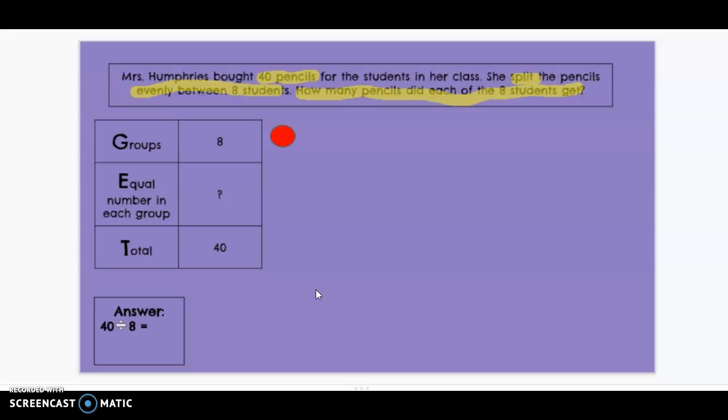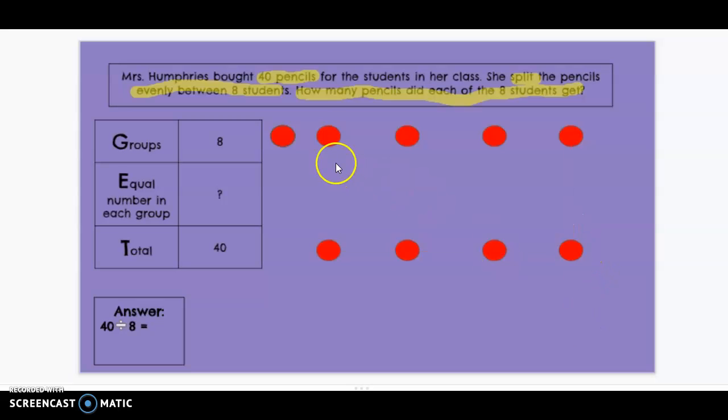Now, how do we want to do this 40 divided by 8? Earlier we did an array. I think I'm going to do equal groups. So I know how many groups I have. I have 8 groups. 1, 2, 3, 4, 5, 6, 7, 8. I have my 8 groups right here, okay?